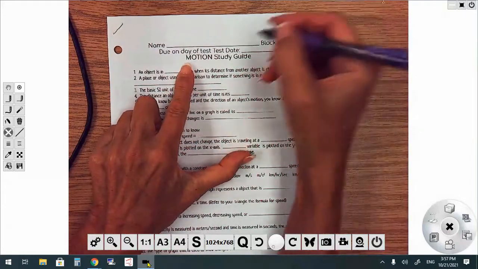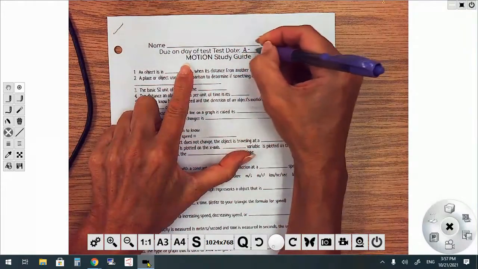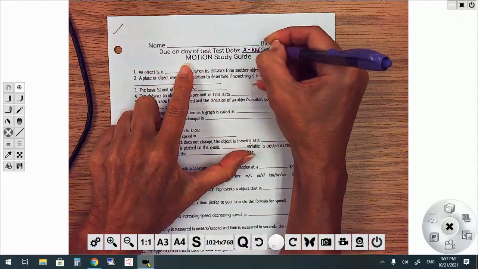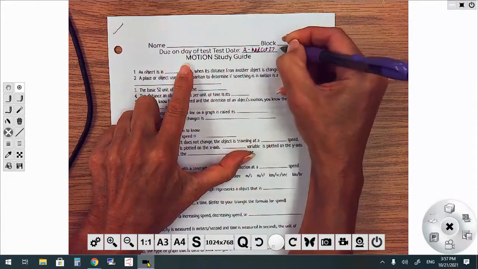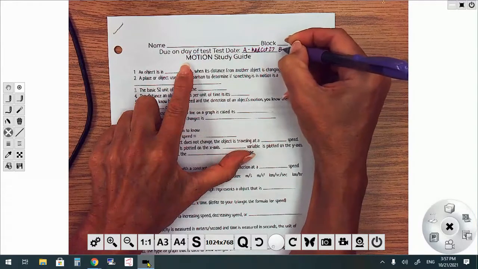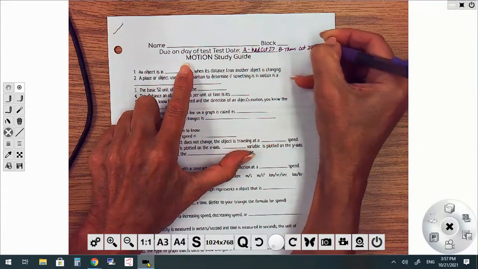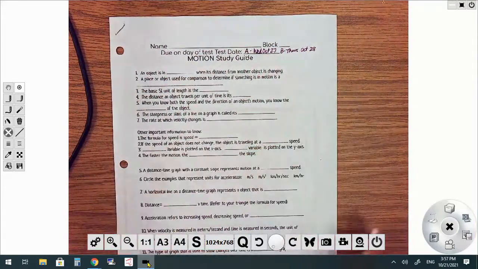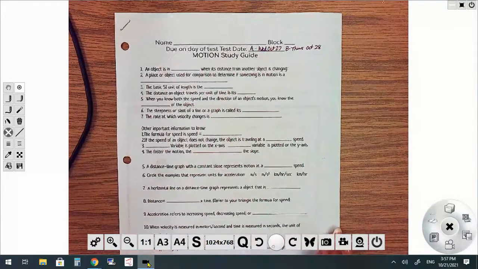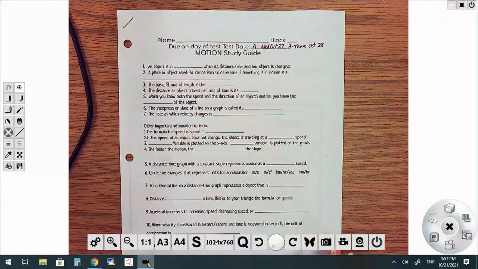Your day of your test, if you're an A day, is Wednesday, October 27th. If you are in a B-Day class, it's Thursday, October 28th. So this is when this is due. Okay, so you're checking your work as you go along, as you answer the questions on Edpuzzle.